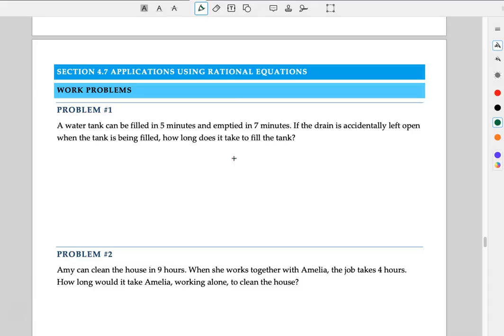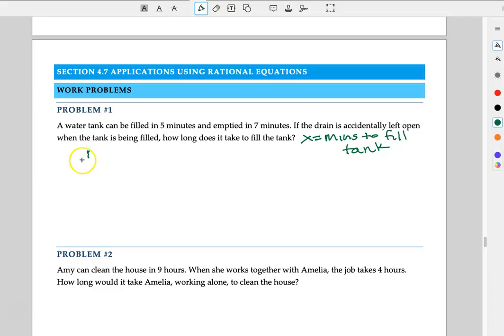And so when we're taking a look at this, we're trying to figure out how long it takes to fill the tank. All right, so I'm going to say that's what X is. X is minutes to fill the tank. All right, and then we can see that we are doing one job. So we're going to be having some fractions here.